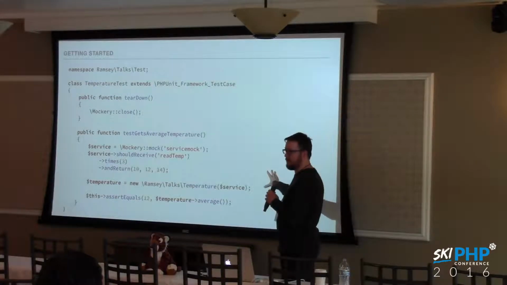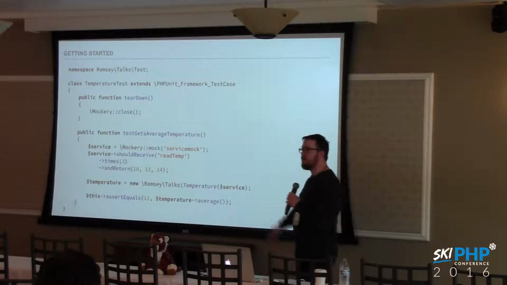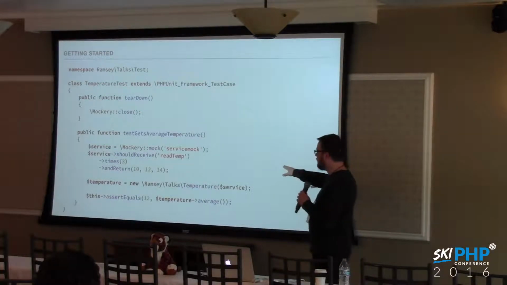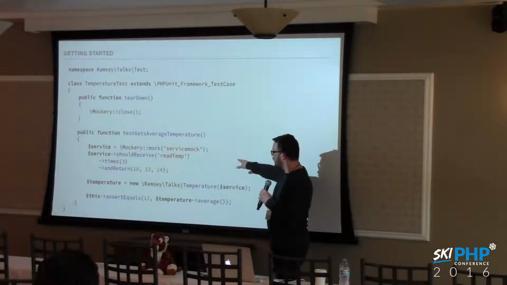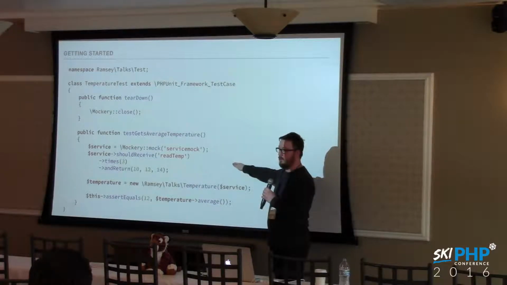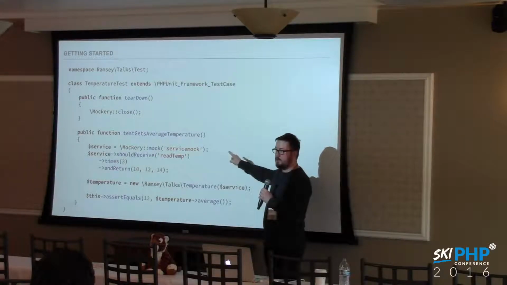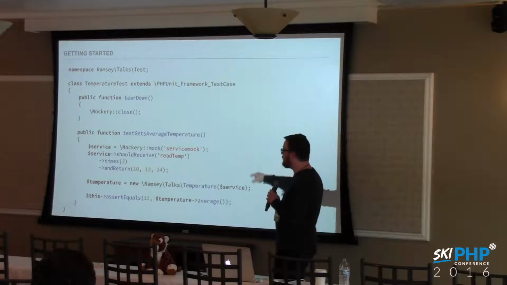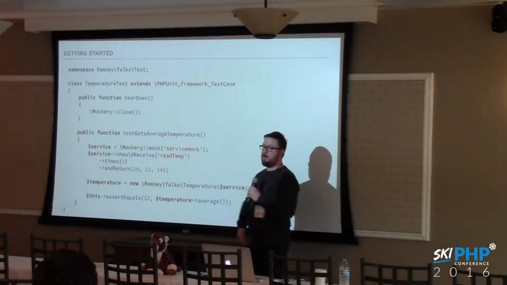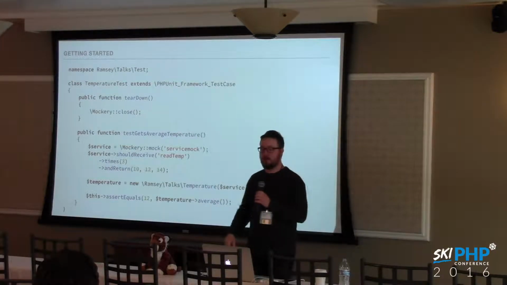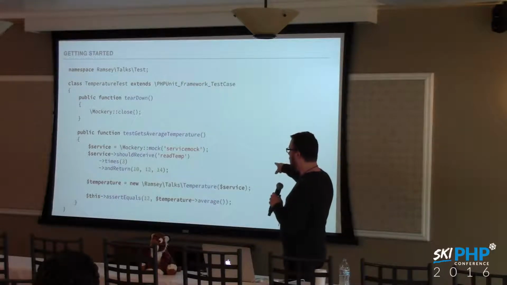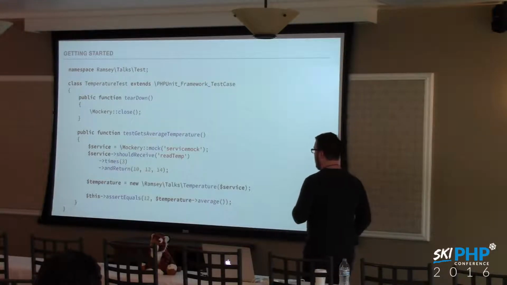The next thing is our test. This is testGetsAverageTemperature. So we're going to create a service mock. And in this case, I'm creating a service mock with the name serviceMock. This name means absolutely nothing to the test that I'm running. This is not a class name, it's just a string. In fact, it would be easy for me to leave it blank, and I'd have an unnamed mock, and I'll show an unnamed mock later. But in this case, I'm just naming it serviceMock.